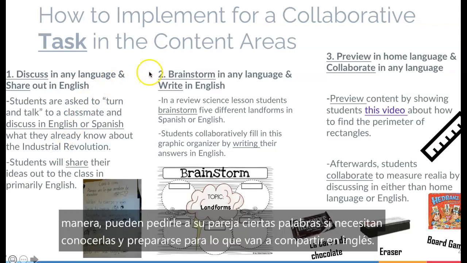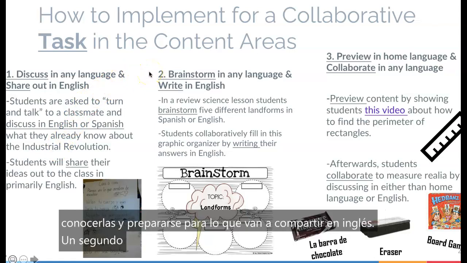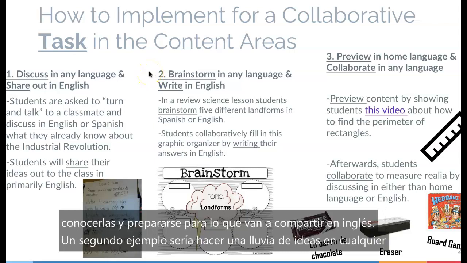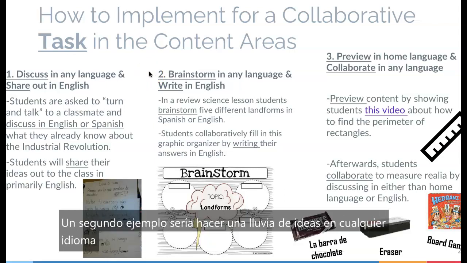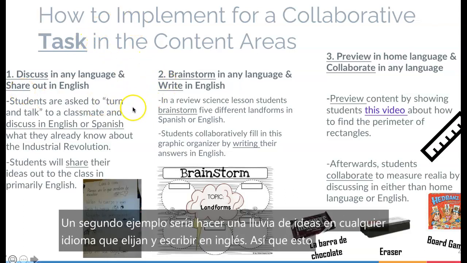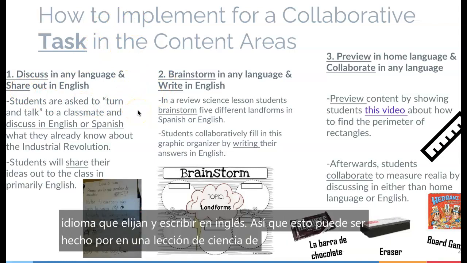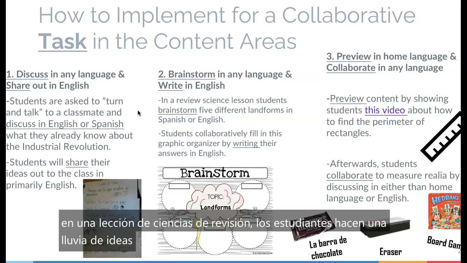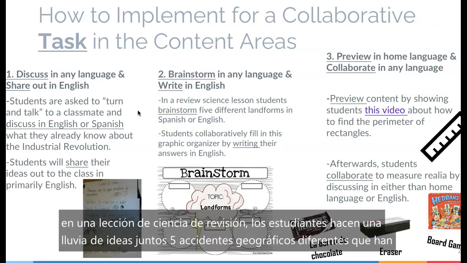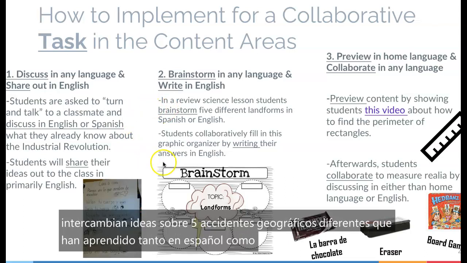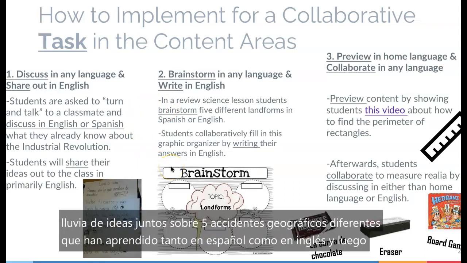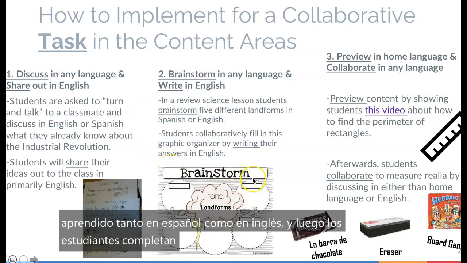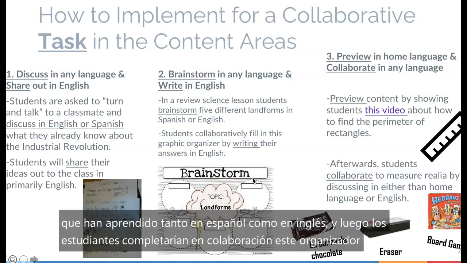A second example would be to brainstorm in any language that they choose and write in English. So this can be done by, in a review science lesson, students brainstorm together 5 different landforms that they have learned in both Spanish and English. And afterwards, students would collaboratively fill in this graphic organizer by writing their answers in English.